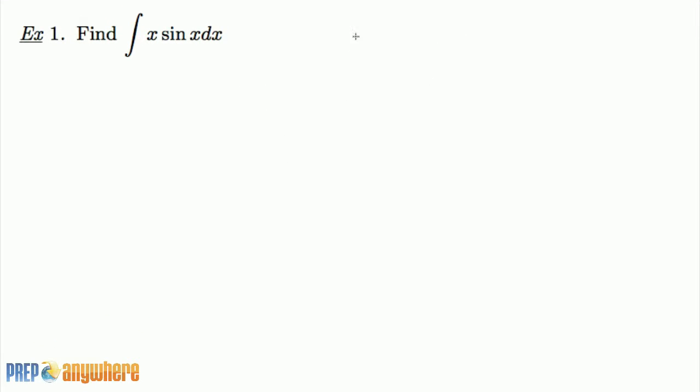Okay, let me write down the integration by parts formula again. The integral of u dv is equal to uv minus the integral of v du. Now if you look at this integral, you can't do this by substitution. Like if you differentiate sine, it doesn't become x. If you differentiate x, it doesn't become sine x. So typically, when you know that substitution is useless, it's usually integration by parts.